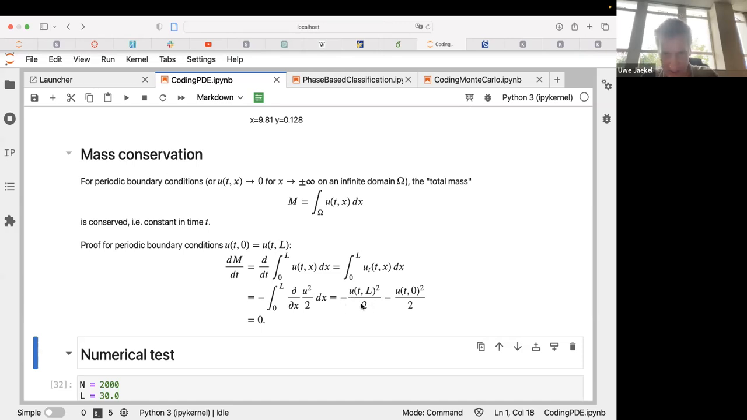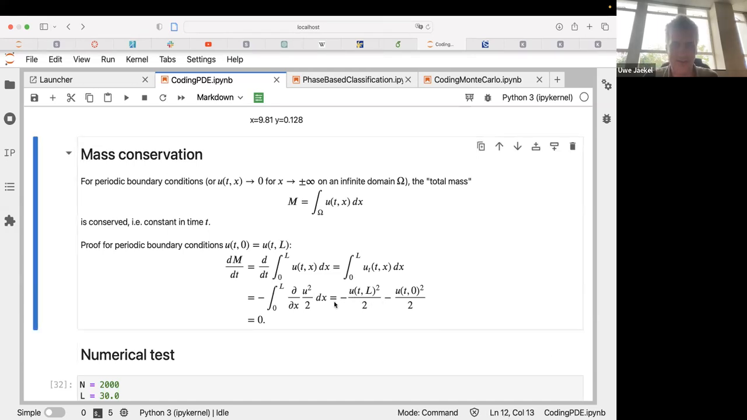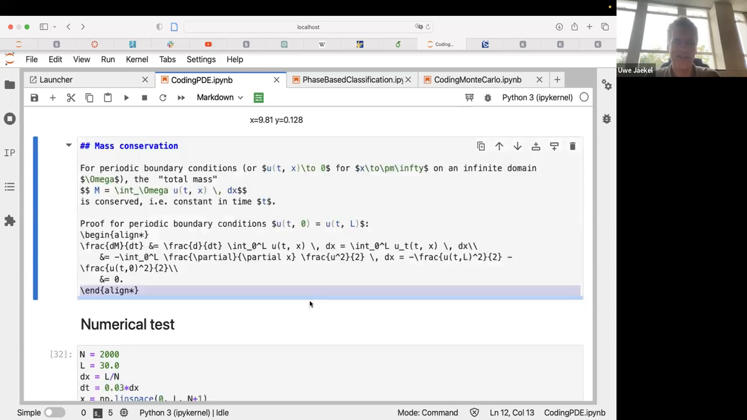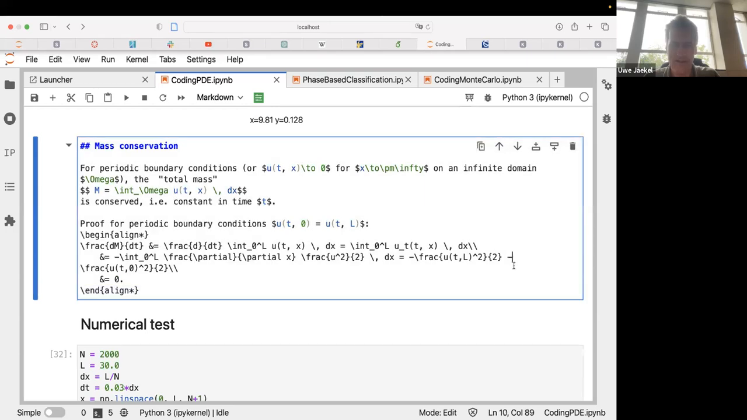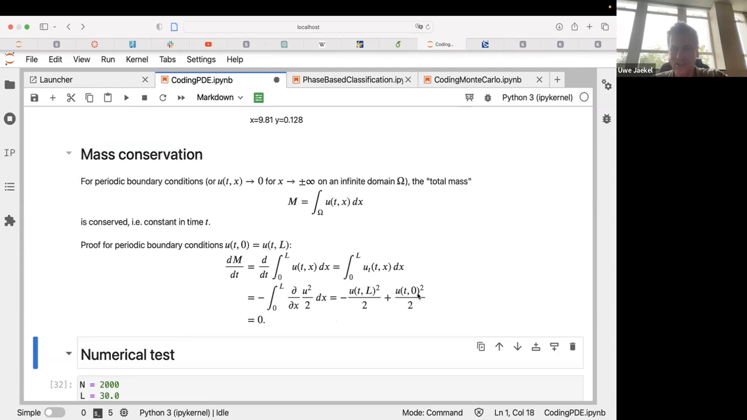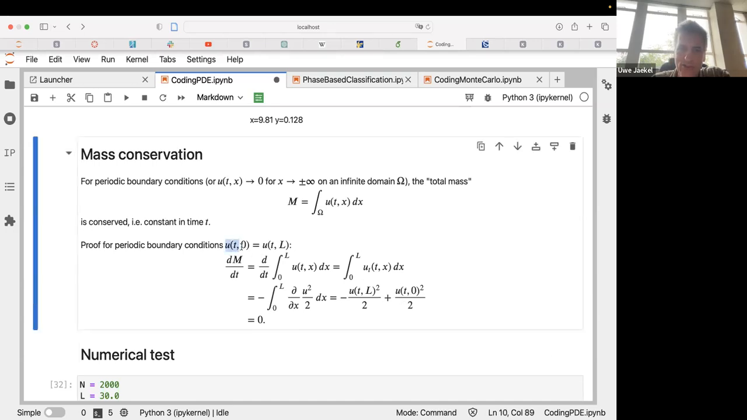Yeah, so let's see. Here we have a plus sign. I hope this was the last error. This should be a plus. Yeah, this is elementary calculus. So we have u at position L squared minus u at 0 squared, but we have periodic boundary conditions, so nothing is left.